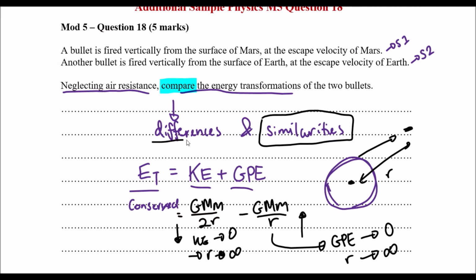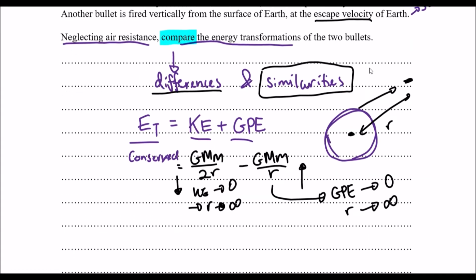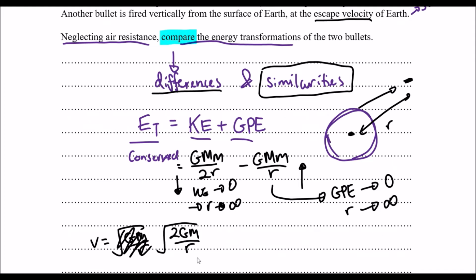Now the next thing we can talk about is obviously their differences. What will be different is not so much the energy transformation component here, we know it's going to transform from that to that. But it has to do with their escape velocity. So the formula for escape velocity is v equals the square root of 2GM over r. That's escape velocity.